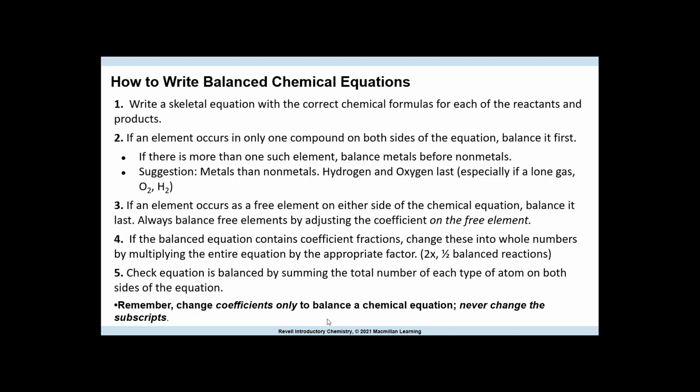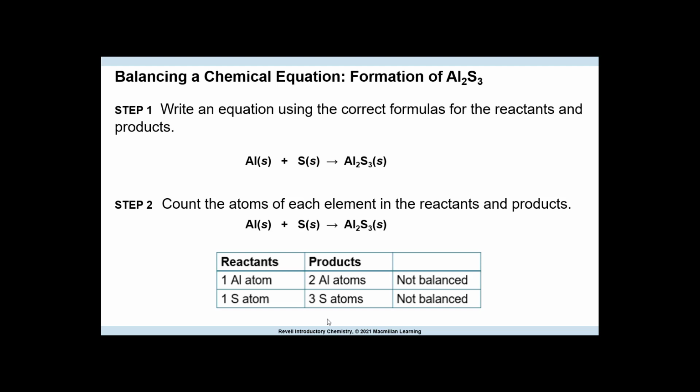If a balanced equation contains coefficient fractions, change these into whole numbers by multiplying the entire equation by the appropriate factor. I call it the 2 times half balanced reaction. That's just the name I've given it, like what I just showed you what to do. Check the equation is balanced by summing the total number of each type on both sides. And trust me, this isn't always easy. I have made a small mistake and ended up spending hours on one balanced reaction because it gets crazy. If you start stressing, stop for 5 minutes and come back, because these things will drive you crazy, and it's usually just one minor thing.